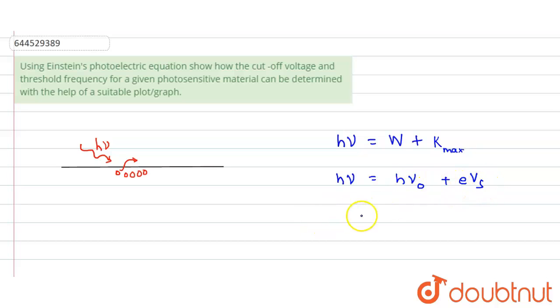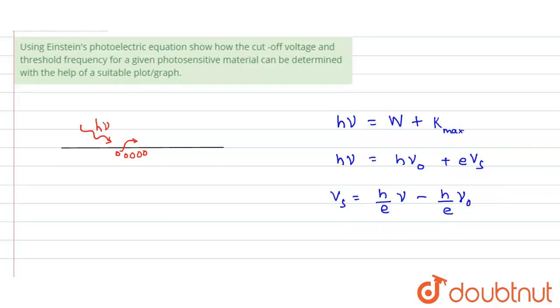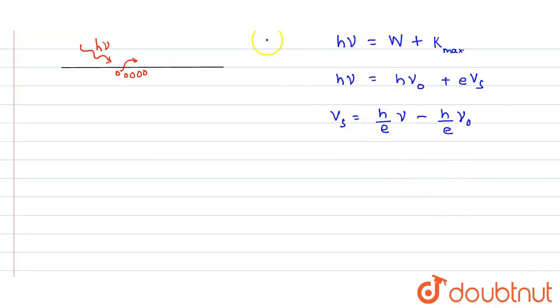Now from this expression, we can say that our Vs, the stopping potential, would turn out to be h divided by e times nu minus h divided by e times nu naught. We have just taken it to the other side and divided the expression by e. Now if we plot this expression, what will we get?